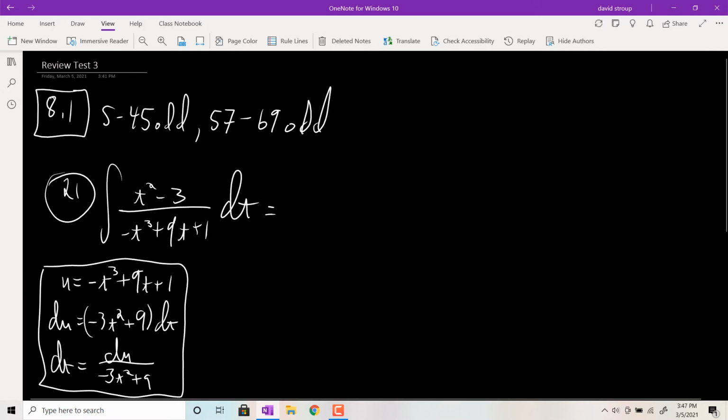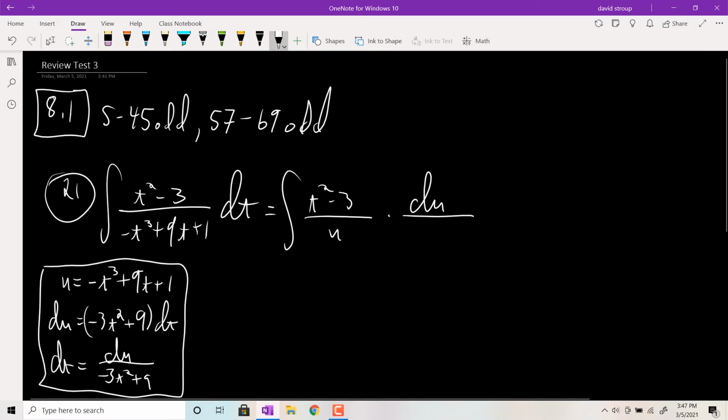If you do your substitution, t squared minus 3, we'll have a u down here, and then du all over negative 3t squared plus 9. But it's not clear how that cancels. You could factor out a negative 3 from that denominator, right? So you'd have a negative 3 times t squared minus 3, and then you have the cancellation. All I did was take this guy here and in the denominator factor out a negative 3 to make it possible for me to get rid of all the t material.